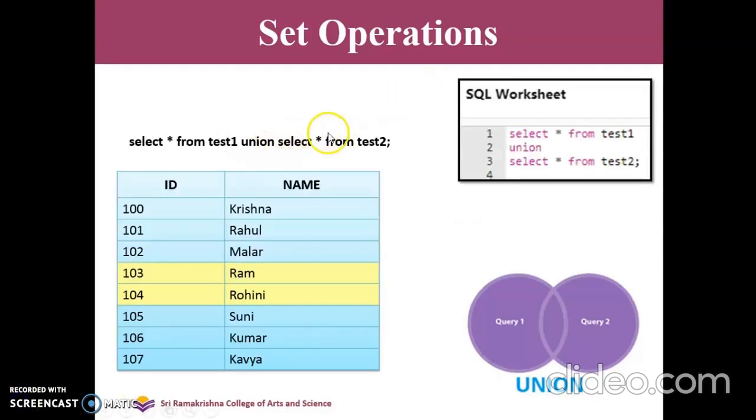And this is the syntax: select star from test1, union, select star from test2. In the right corner, I have shown the SQL worksheet. I am running these examples in the Live SQL online compiler. Just look at the output. We have seen there were two duplicate rows, 103 Ram and 104 Rogini. So this union operator combined two tables, but without any repeating rows. It just eliminates the duplicate rows. So this is the output of the union operation.